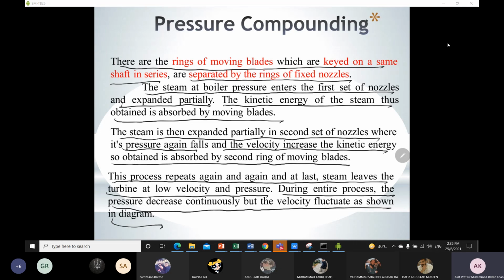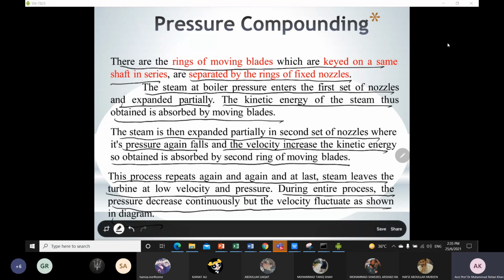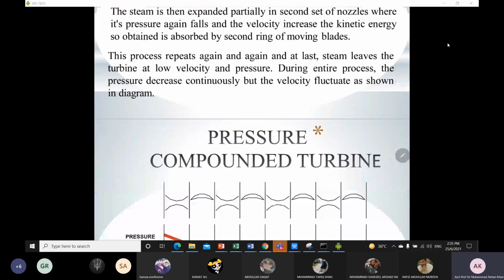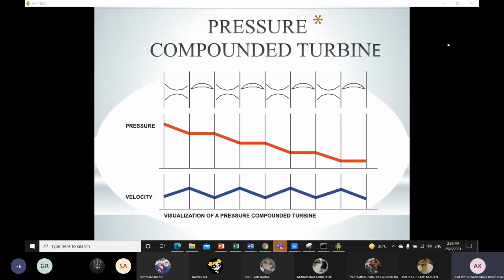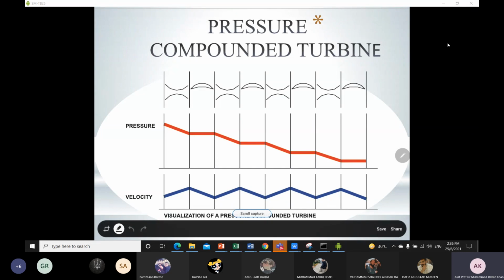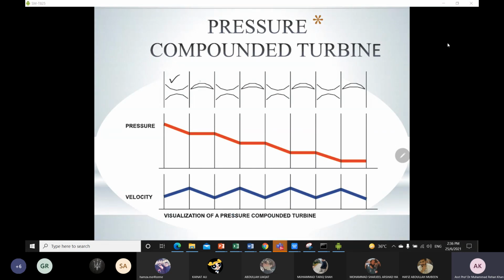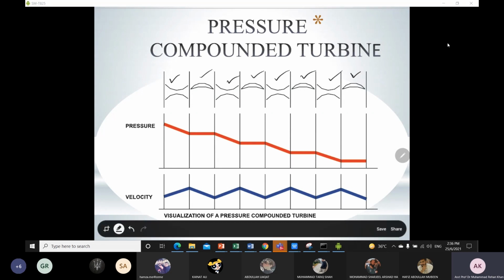So this is just theory, and we will see with the help of the figure what the meaning of this whole thing is. In the case of pressure compounding, the arrangement is shown over there. We have the fixed nozzle, moving blade, fixed nozzle, moving blade, fixed nozzle, moving blade, fixed nozzle, and moving blade. If this type of arrangement is shown, it is called pressure compounding.